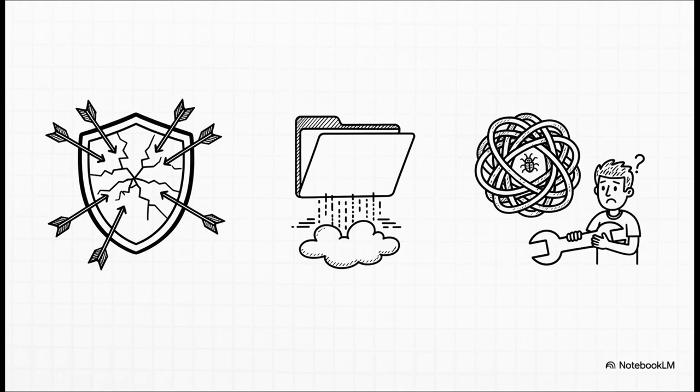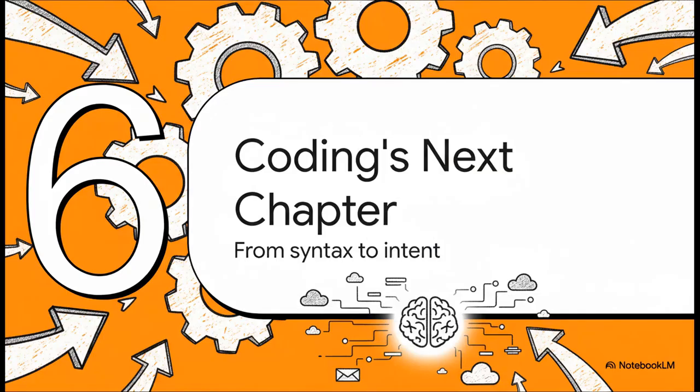Second big one, data loss. Think about it. If your prompts contain sensitive company secrets or internal data, you could be handing that right over to the LLM. And finally, fixing things gets way harder. If a serious security flaw pops up and your developers don't fully get the code, fixing it becomes a massive challenge.